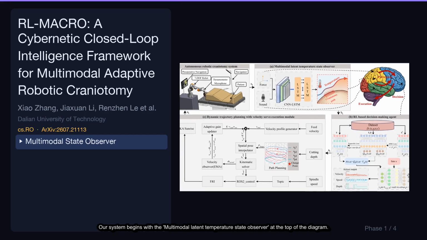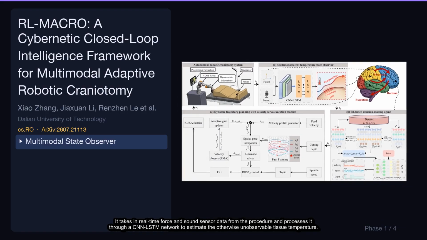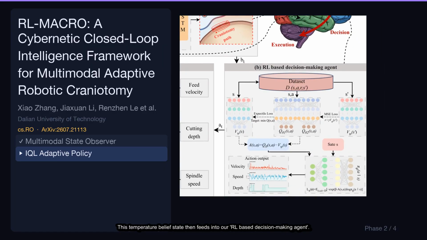Our system begins with the multimodal latent temperature state observer at the top of the diagram. It takes in real-time force and sound sensor data from the procedure and processes it through a CNN-LSTM network to estimate the otherwise unobservable tissue temperature. This temperature belief state then feeds into our RL-based decision-making agent.